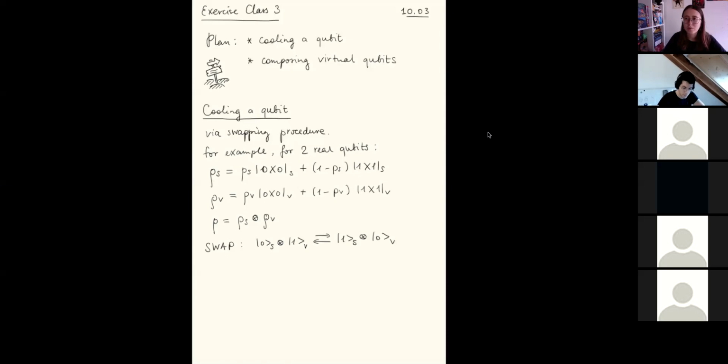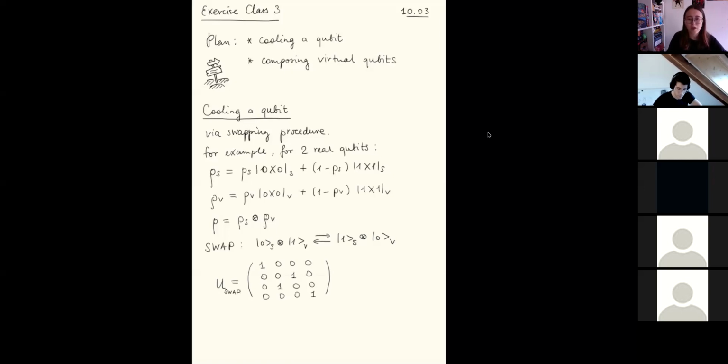So this is essentially the swap operation, which as a unitary on a joint system can be written as follows. If the system is in the state 0,0, nothing happens. If the system is in the state 0,1, it goes to the state 1,0. If the system is in the state 1,0, it goes to the state 0,1. And if the system is in the state 1,1, nothing happens. So this is the unitary which corresponds to this operation.